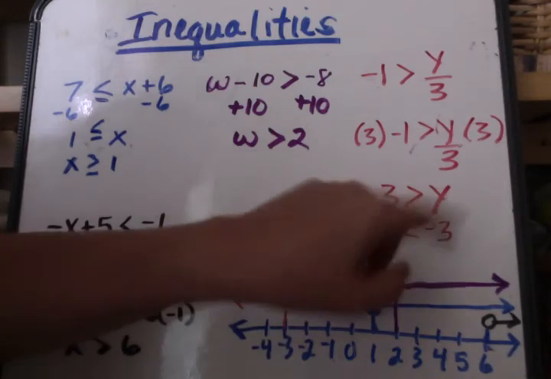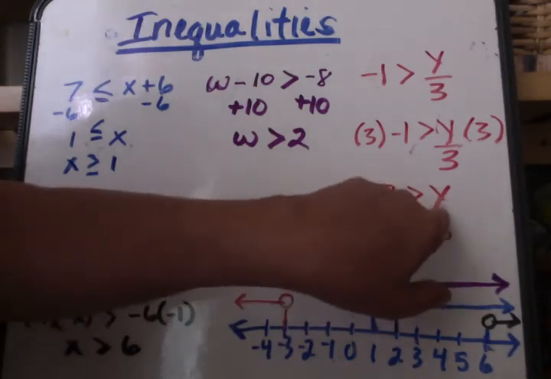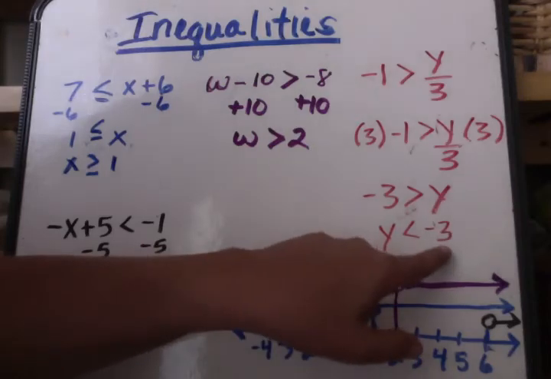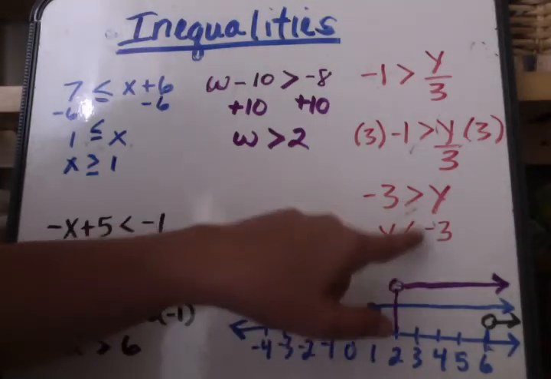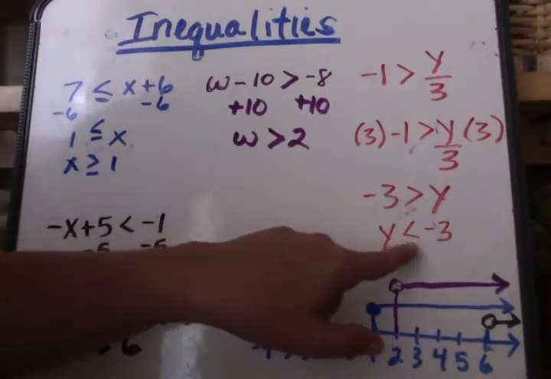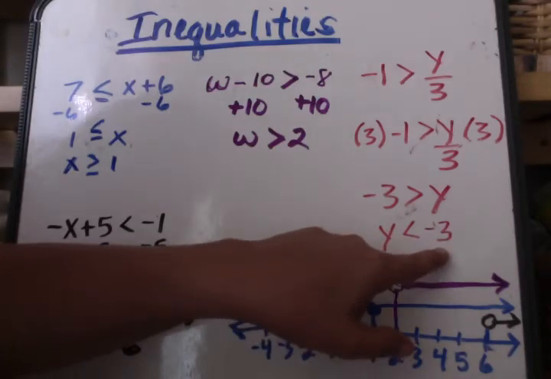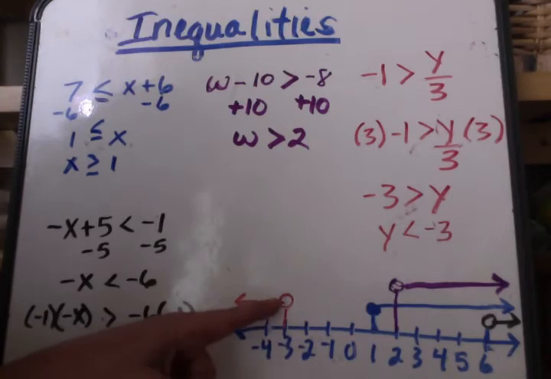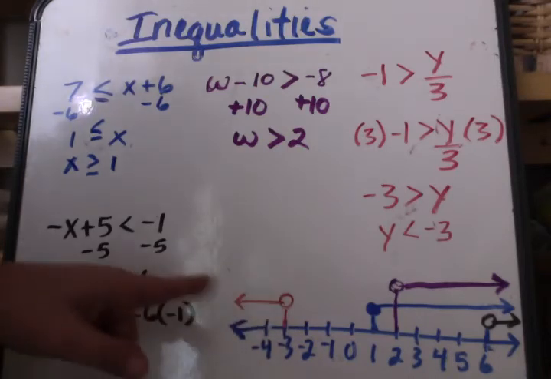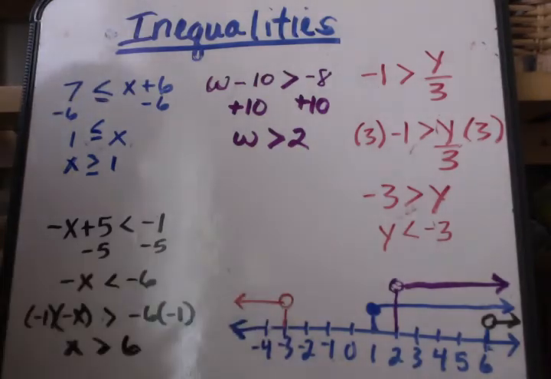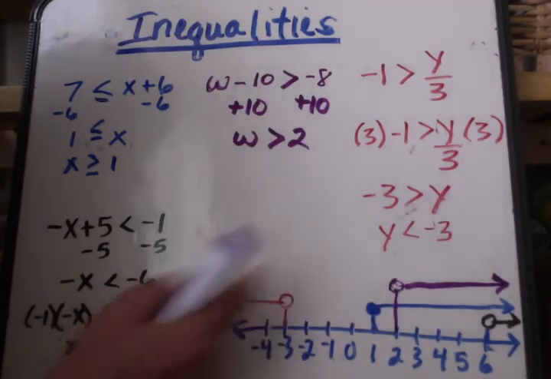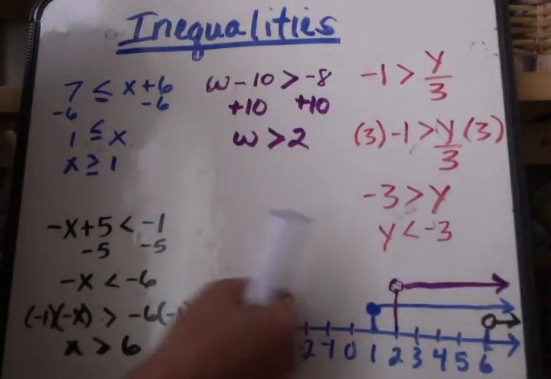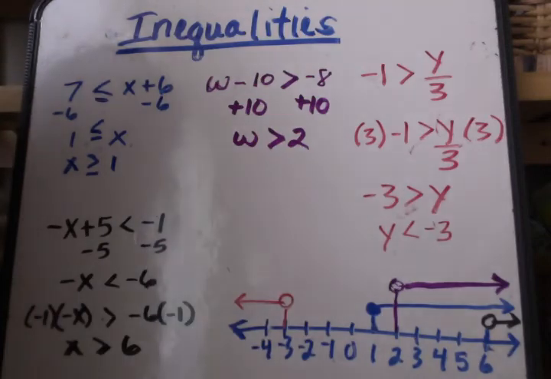And again, just for readability and to make it easier for me to graph, I flip those two around. And if I flip those two around, then I flip the sign around. So my answer is going to be y is less than negative 3. And if I graph that right here, it's an open circle, and it's y less than negative 3, so negative 3 is to the left. So I go this way. And again, if you look at the less than, the arrow direction is going this way. So it'll help you with that.